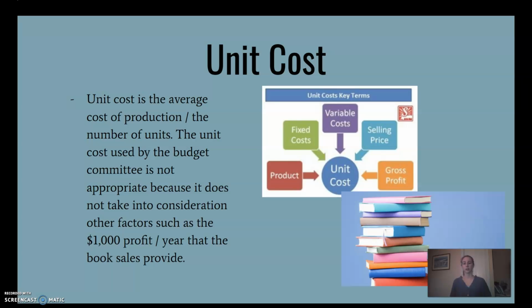So next we're going to discuss unit cost, and this is the average cost of production divided by the number of units. The unit cost being used by the budget committee isn't appropriate because it doesn't necessarily consider other factors such as the $1,000 profit per year that the book sales provide. So they don't deduct this from the overall cost.